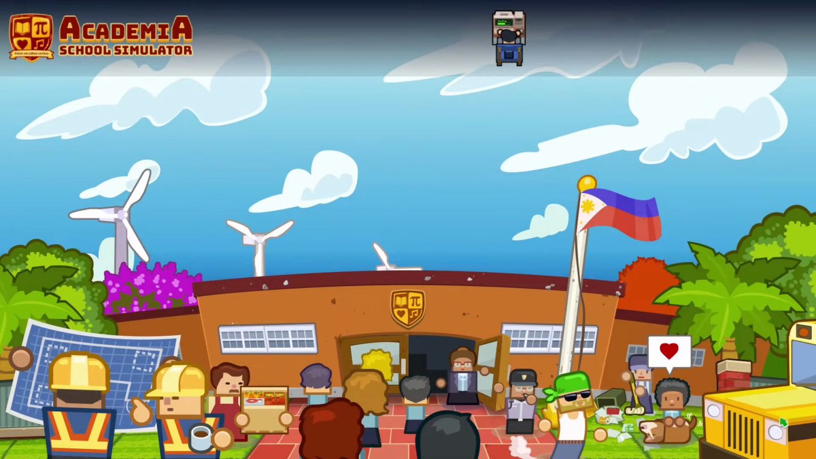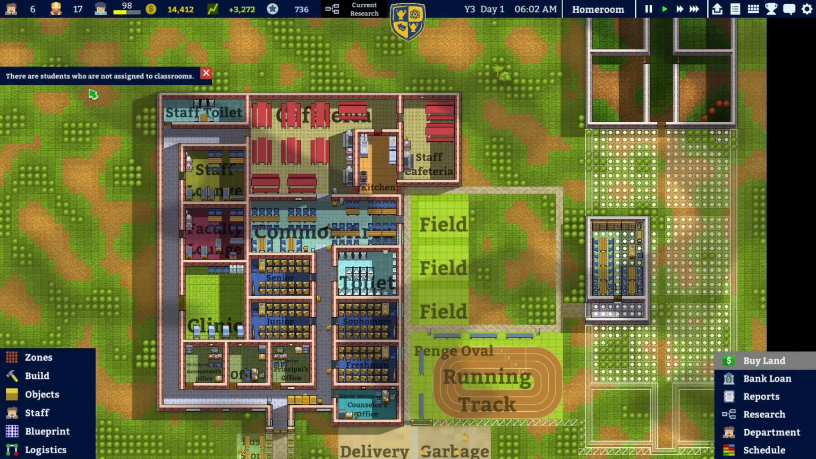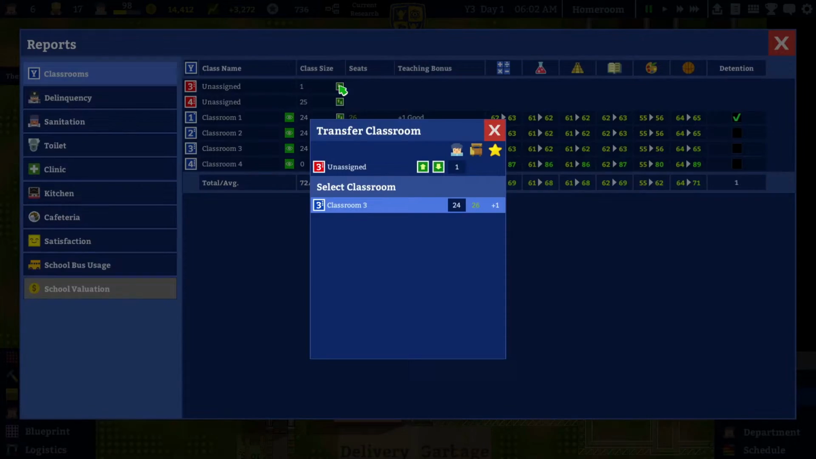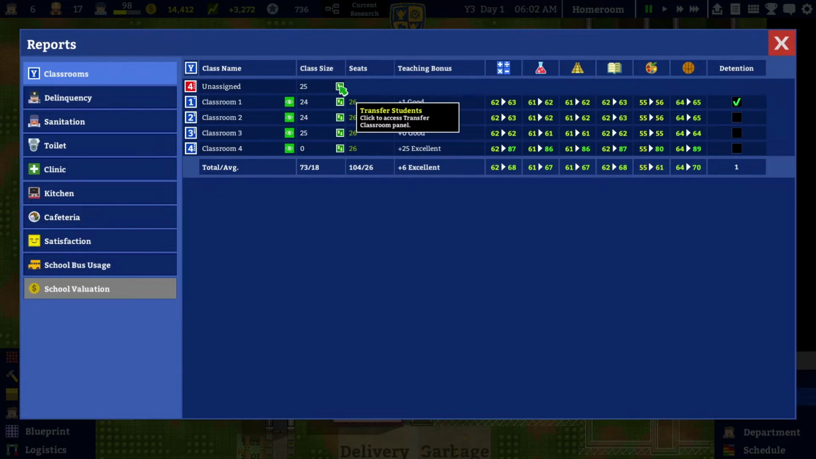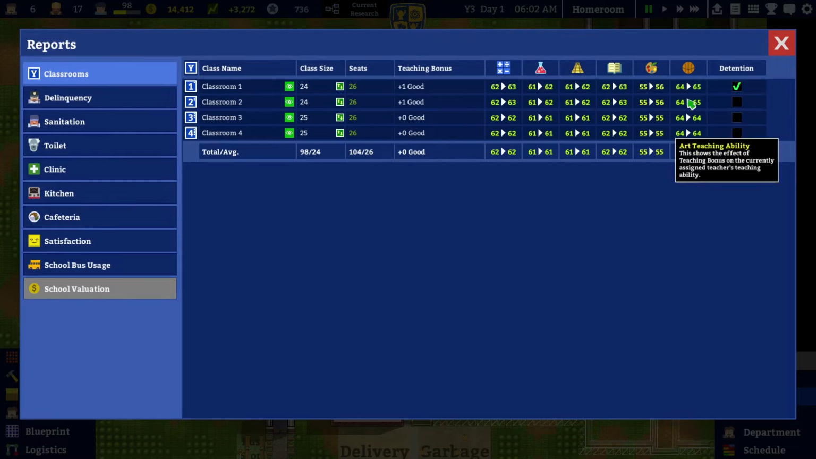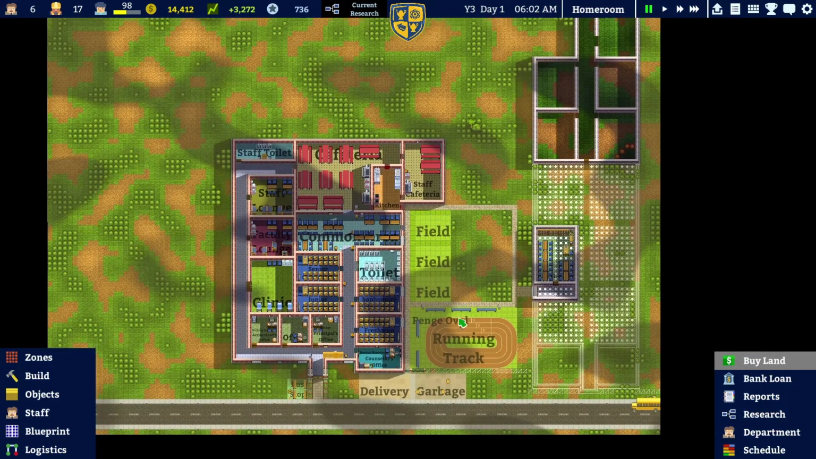Oh, and look, we get different pictures. We get a different loading screen for that. Oh, and it's a bit quicker as well. There are students who are not assigned to classrooms. Don't scare me with this game. Don't scare me. Okay, right, hang on. Transfer them into classroom 3, yeah, and transfer you into classroom 4. Oh, yes, of course, because I deleted the classroom, didn't I? So they're all going to need to pour in. Okay, there we go. Classroom 1 is marked as detention. Okay, right, there we go.